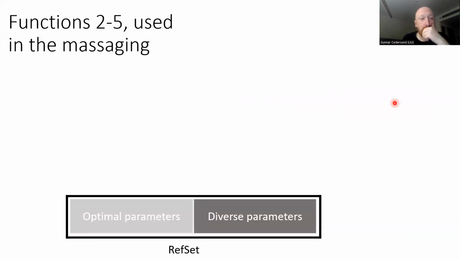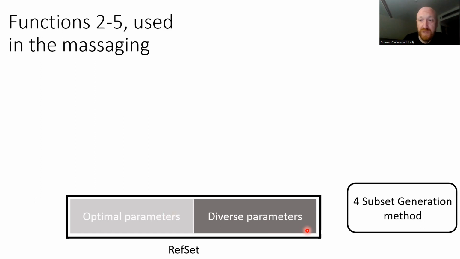Okay, so that's sort of to get started. And now we'll see how we loop back to this and loop back to this and loop back to this. So in the ref set, we have these optimal parameters, the best ones we found so far, and we have the diverse parameters, the ones that are supposed to make us go in different directions.